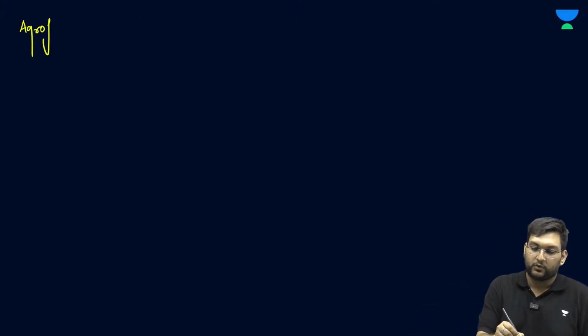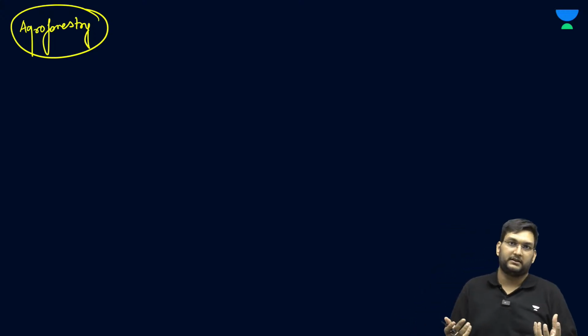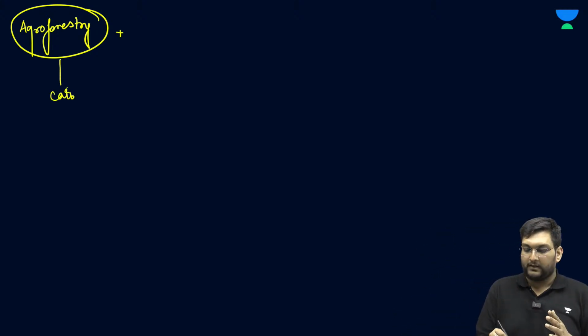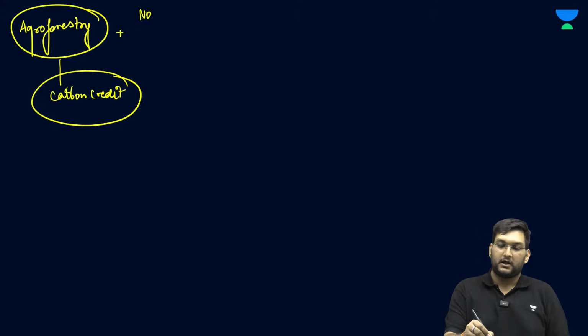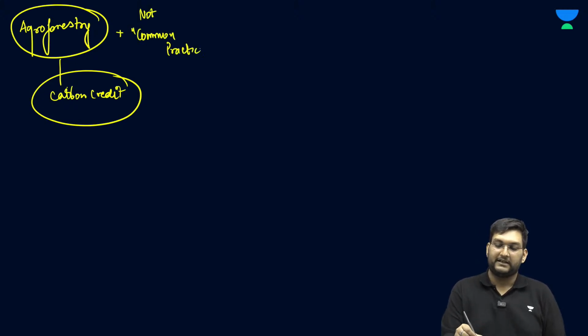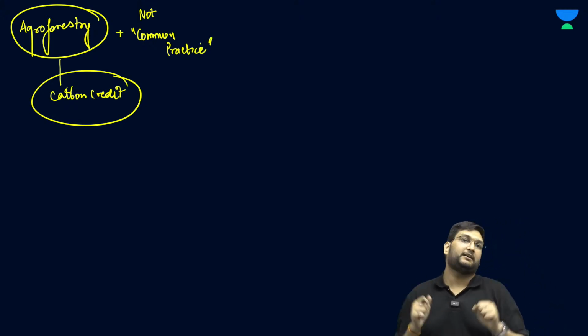So, let us bring the 3 concepts together. Agroforestry, as we know, is the concept of doing agriculture and forestry together to gain fertility and for sustainability. Then comes the concept that agroforestry automatically becomes eligible for carbon credit, but this carbon credit will only be given to you if it is not common practice in that area, meaning it is something additionally being done as agroforestry.